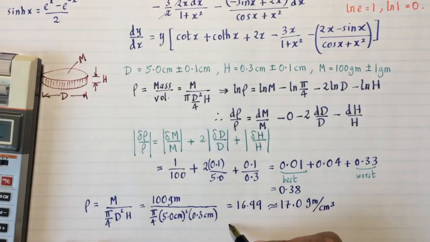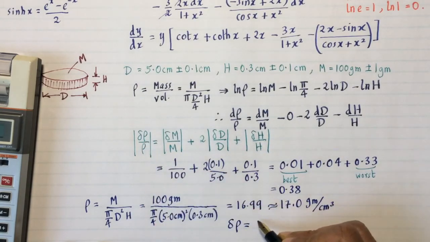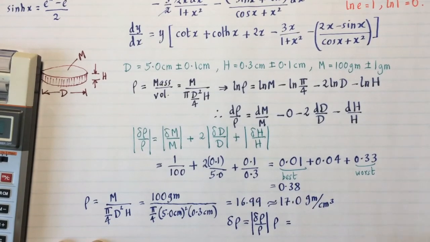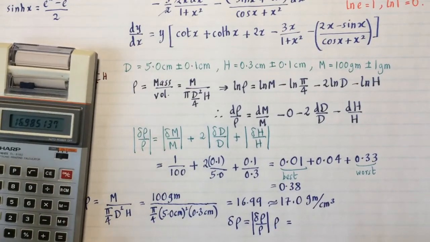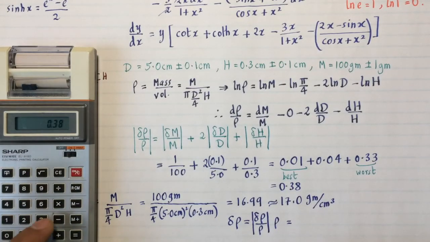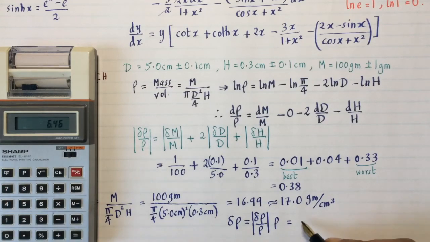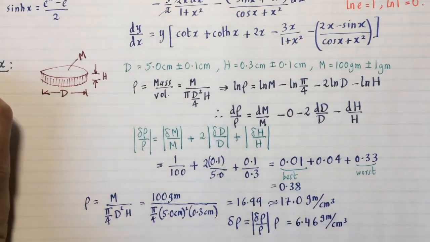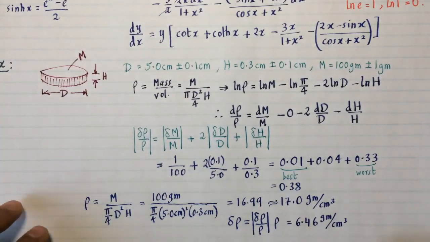The uncertainty delta rho is going to be the relative uncertainty, which is delta rho over rho, times the value of rho itself, the bare value of rho. Well, delta rho over rho is 0.38, so that's going to be 0.38 times 17, or 6.46. Pretty hefty uncertainty given the lousy nature of the measurements.